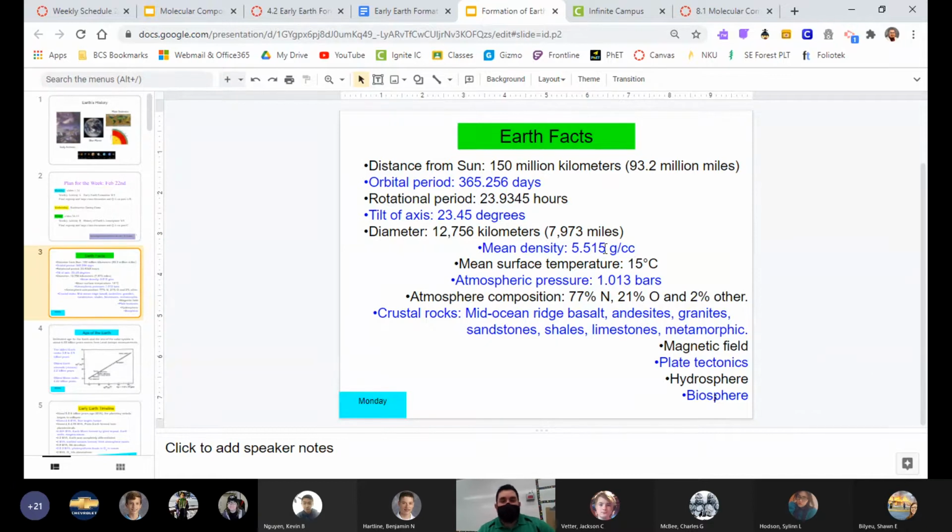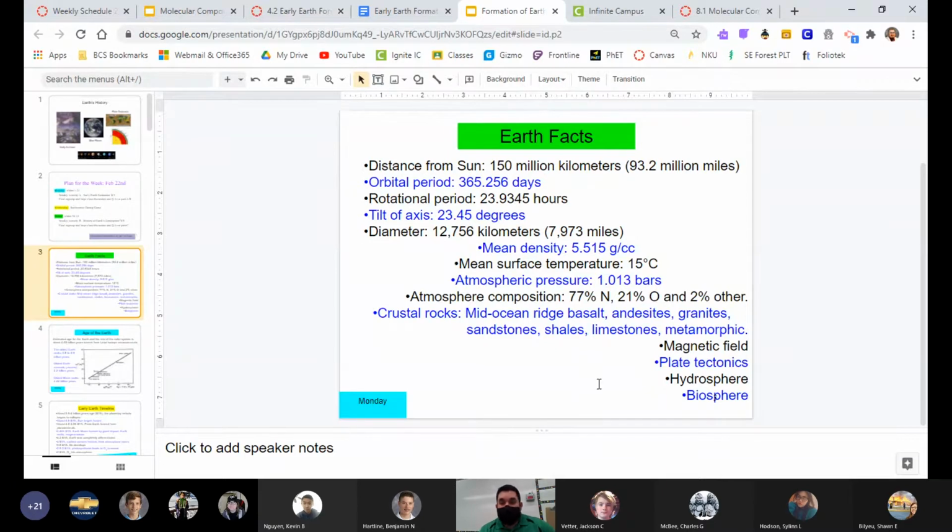The other things we want to know about are our current atmosphere today, which is about 77% nitrogen. So it is mostly nitrogen, which is an inert gas. It does not react with us as humans, so we do breathe in mostly nitrogen. But it's 21% oxygen today, and about 2% other gases.